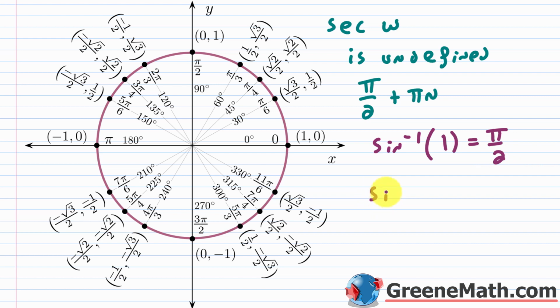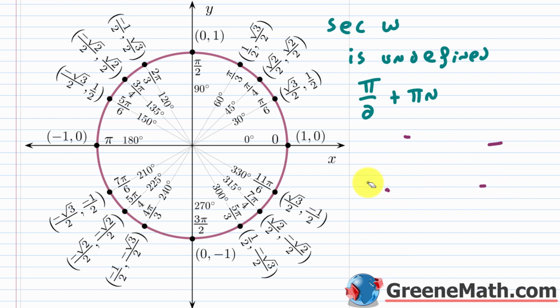And if you take the inverse sine of negative 1, you get negative pi over 2. So if we were able to do that, we would see that our secant function is undefined. But remember, 1 and negative 1 are excluded. So we're not going to be able to get to that.